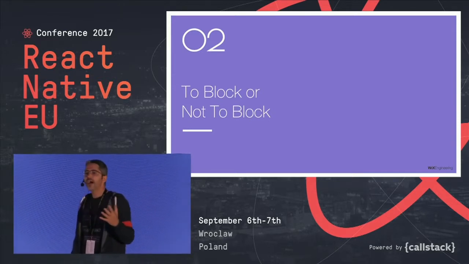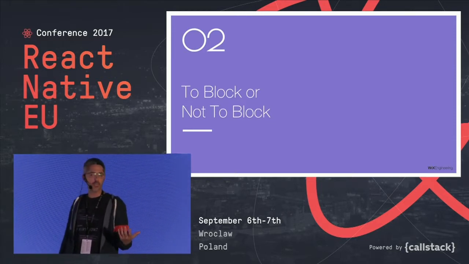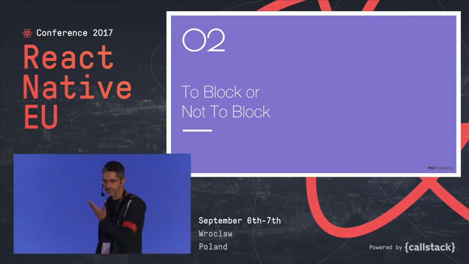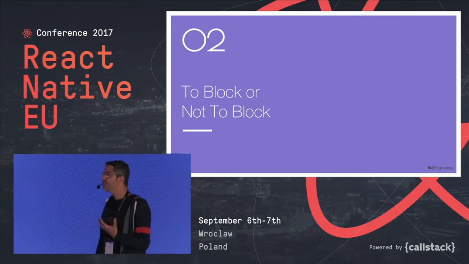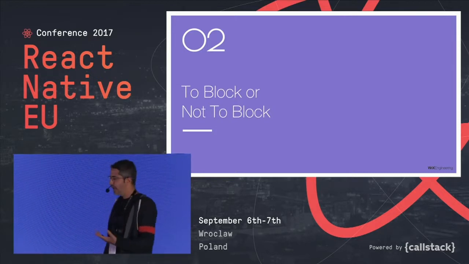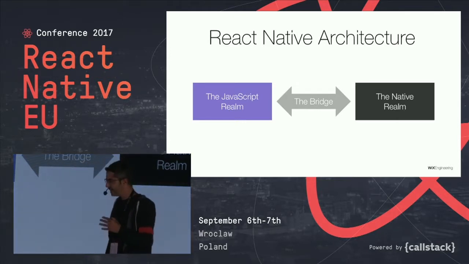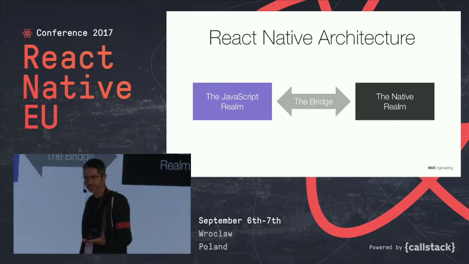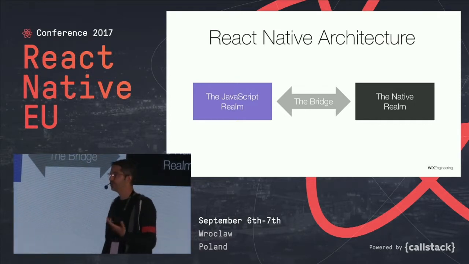Every time you have a system with two parts that need to communicate, it doesn't have to be React Native, anything at all, even web communication or server communications, you always need to decide if the communication between them is blocking or non-blocking. This is a fundamental design decision that you need to make. And let's see the differences between them, but I'll put them in the context of React Native. So in React Native, it's the same thing. We have two realms. We have two parts that are constantly communicating with each other.